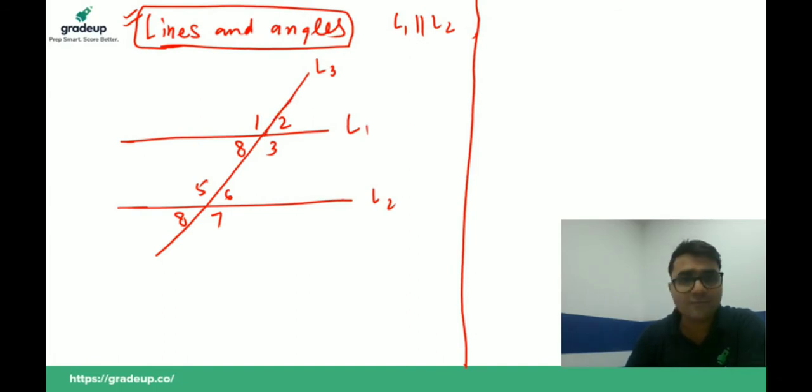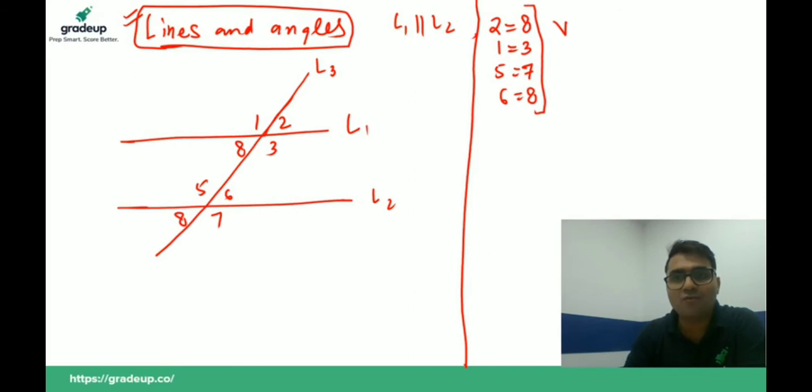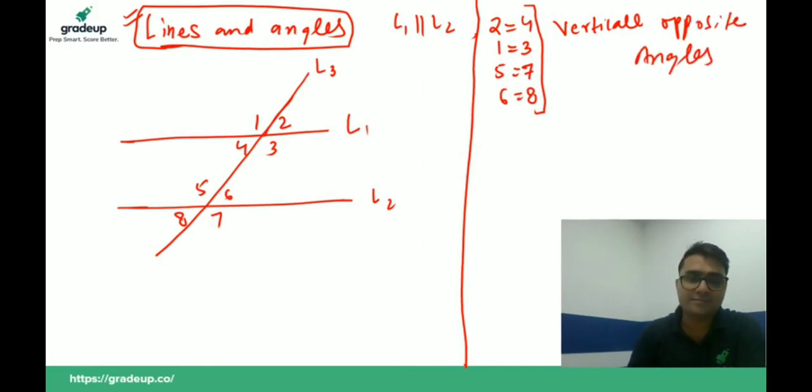Okay, now 2 is equal to 4, 1 is equal to 3, 5 is equal to 7, 6 is equal to 8. These are the pairs of vertically opposite angles. Sorry, this is 4. So these are vertically opposite angles. All right.